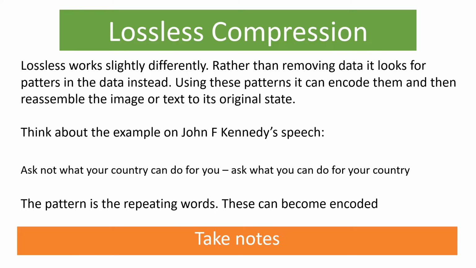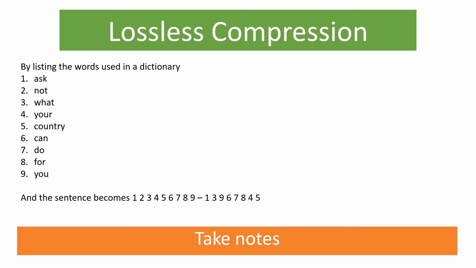Lossless is the second type of compression and works in a different way. Rather than removing data, it looks for patterns in the data instead. Using these patterns, it can then encode them and they can be reassembled at the other side. So you're not losing any data. If you look at the quote here, think about the repeating words. What could be compressed and how could this be compressed? Here we have the repeating words. We could give them all a number and then just repeat the numbers.